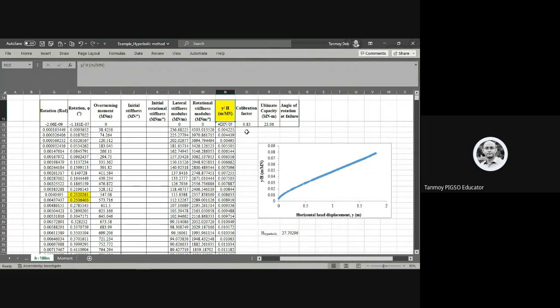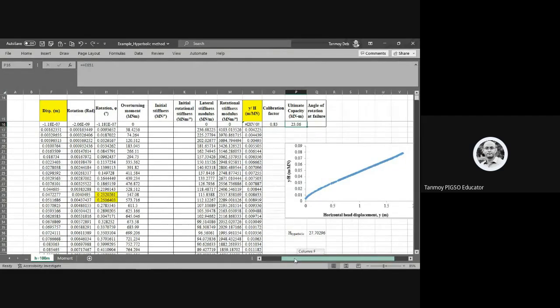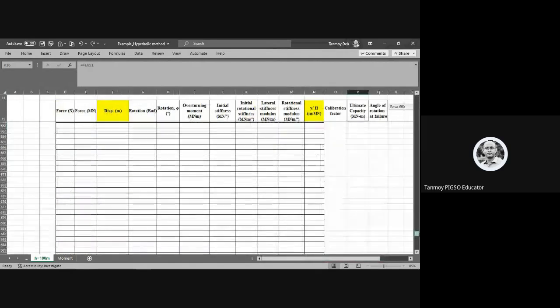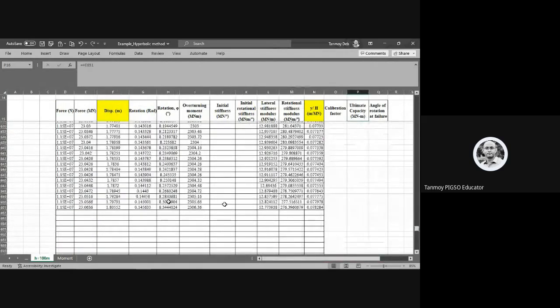And then you see, based on the hyperbolic method, means y by H, you have to find the slope in some linear part. When you do that, you'll get a capacity based on the hyperbolic method, and you already have a capacity based on your program that has already completed. So this is the capacity.